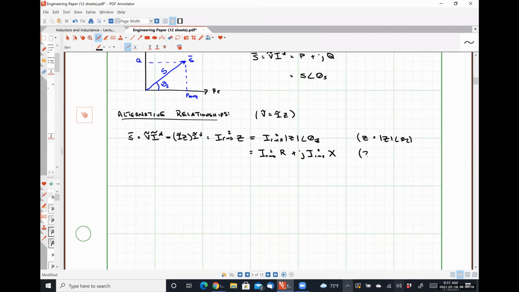And here I'm saying Z is expressed as R plus jX. So polar form and rectangular form. If we use the alternative relationship, where I is V over Z, we have to conjugate the whole thing.